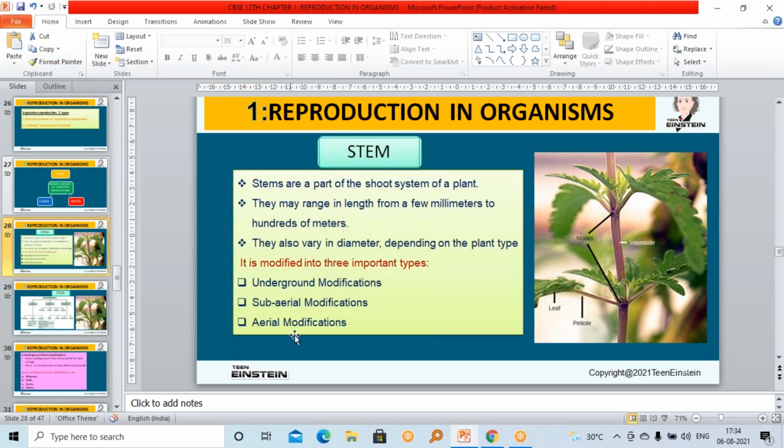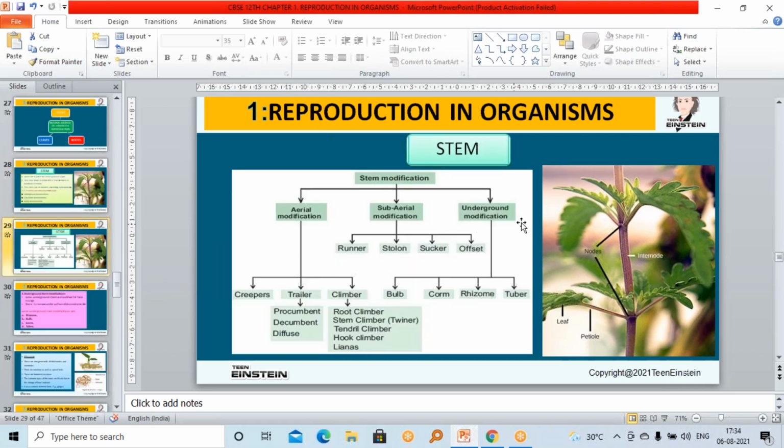Based on the type of modification, stem modification can be classified into underground stem modification, subaerial stem modification, and aerial stem modification. So stems are part of the shoot system of a plant, and their length and diameter vary depending upon the type of plant. The important stem modifications are underground, subaerial, and aerial stem modifications. Is it clear?